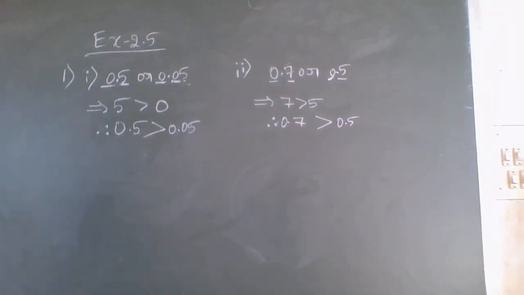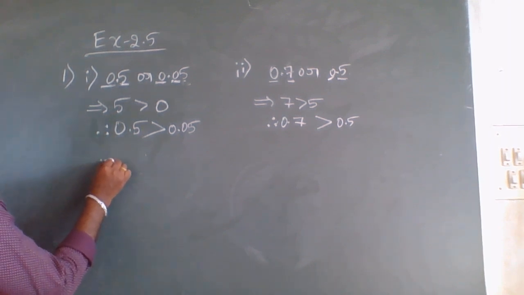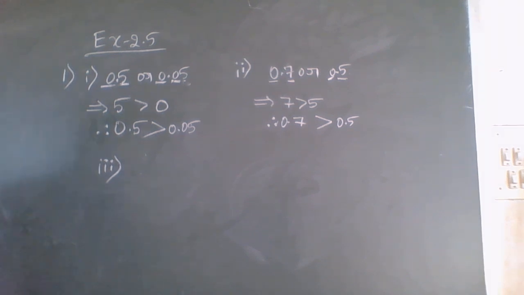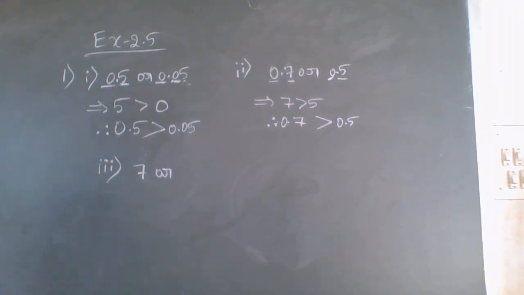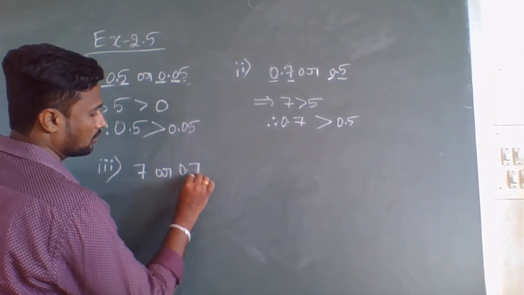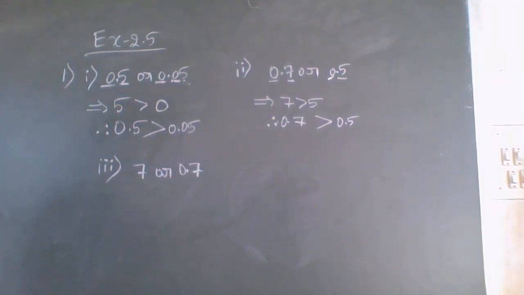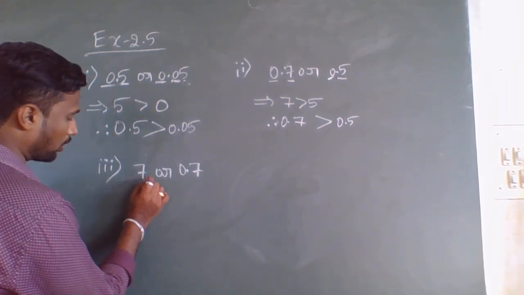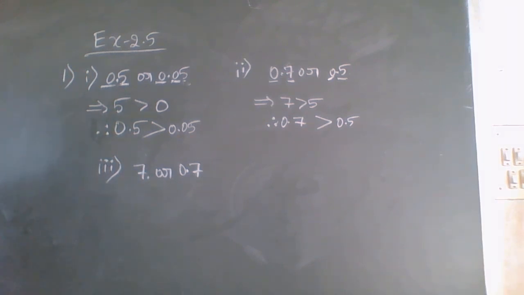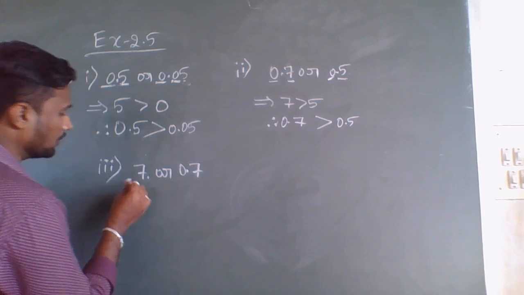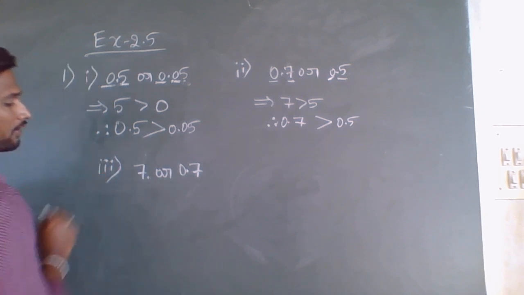In the third problem, what they have given is 7 or 0.7. So again here we should compare the left part of the decimal point. If there is no decimal point, then you can assume that after 7 there will be one decimal point. Okay, so now the left part of the decimal point is this 7.